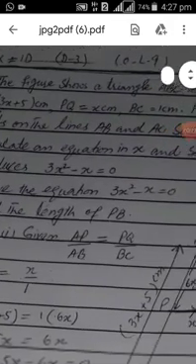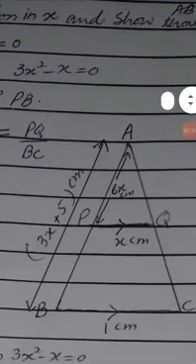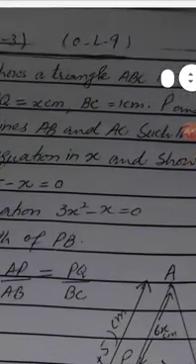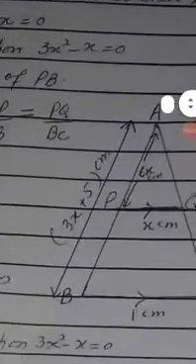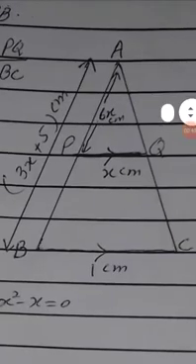Today we will do exercise 1D, questions number 7 and 8 of class O level 9 from the D3 book. Question number 7 statement is: the figure shows a triangle ABC in which AP is equal to 6x centimeter and AB is equal to 3x plus 5 centimeter and PQ is equal to x centimeter and BC is equal to 1 centimeter.